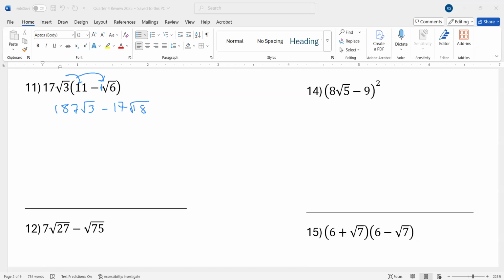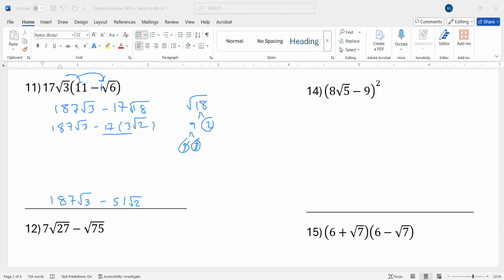I can't do anything with the first one. 187 radical 3, I can't do anything with that. Radical 3 doesn't break down. But radical 18 does. Radical 18 is 9 and 2, 3 and 3. The pair of 3, so it's 3 radical 2. Now I just multiply those two together. So my final answer here is 187 radical 3 minus 51 radical 2. Cannot put those together because the radicals are not the same.